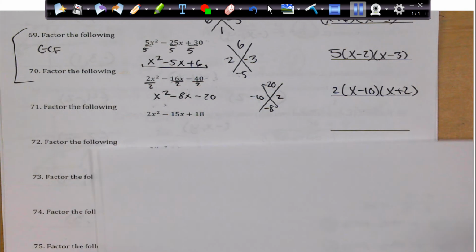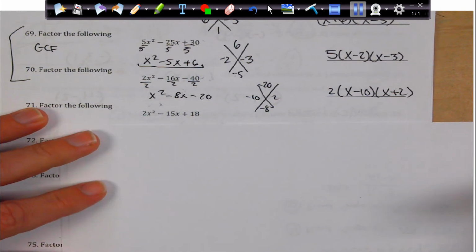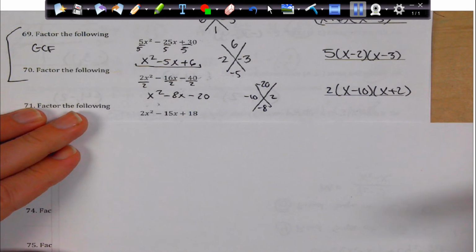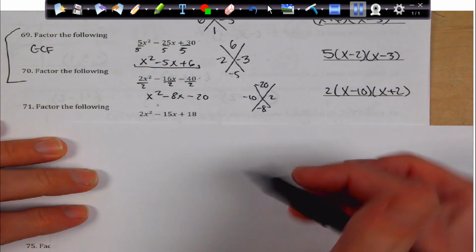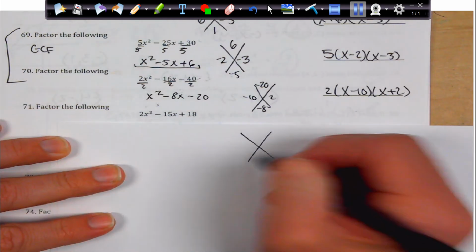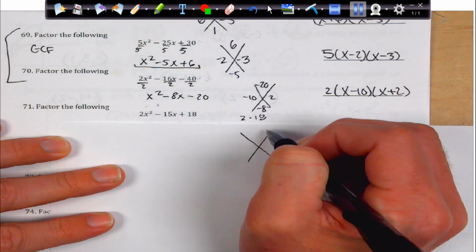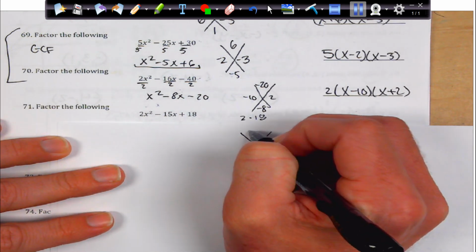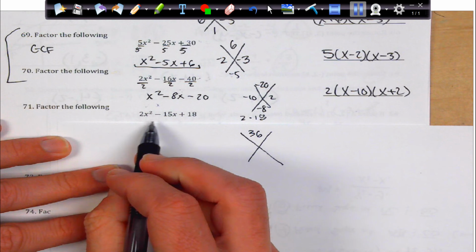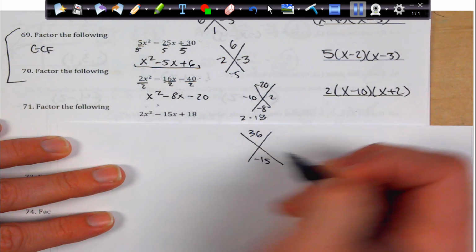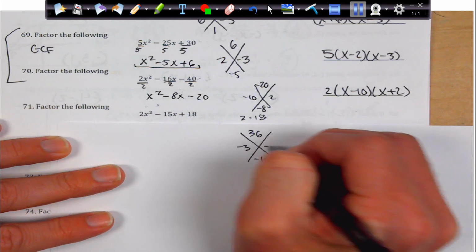So for this one, we can't factor the 2 out of all of these. So what we're going to do is actually split the middle term. To do that, we have to multiply 2 times 18, which gives us 36, and then we put -15 on the bottom. The two numbers that would do that would be -3 and -12.